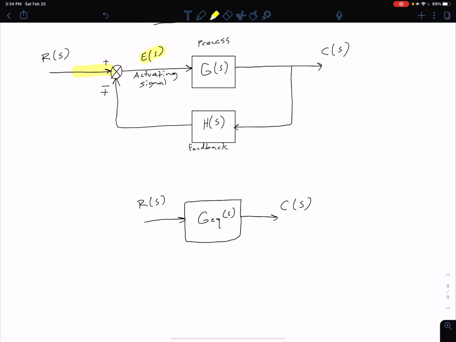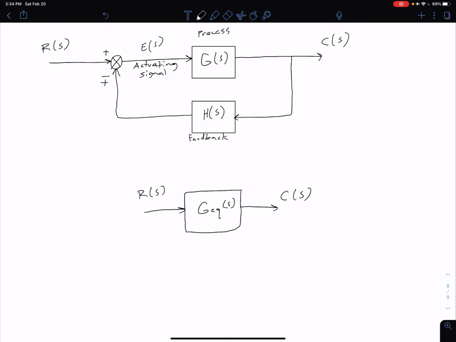And then of course we just have our R of S coming in here. So we can write an equation and we can say that our E of S is equal to the R of S input, and then we're either going to subtract or add, so minus plus, C of S times H of S. Because remember, we have C of S, we have a pickoff point, that's being multiplied by H of S, and that's what's coming in here to this summing junction. Okay, so to be consistent with my notes, I'm going to call that equation 1.